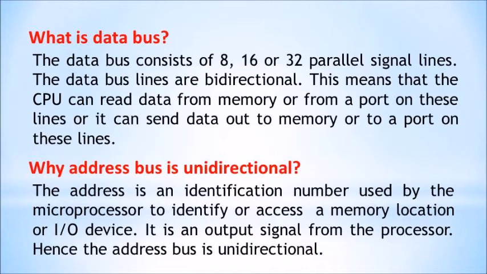Now, why address bus is unidirectional? Address bus is unidirectional because the microprocessor is addressing a specific memory location. No outside devices can write into the microprocessor. The address is an identification number used by the microprocessor to identify or access a memory location or I/O device. It is an output signal from the processor. Hence, the address bus is unidirectional.